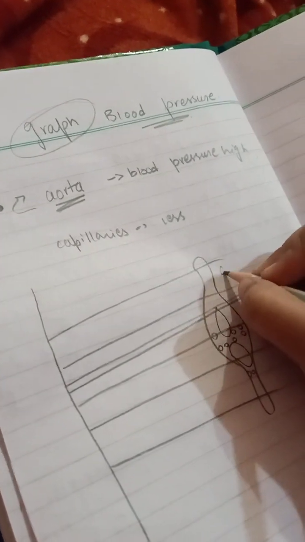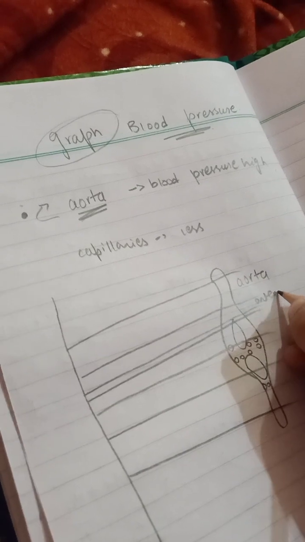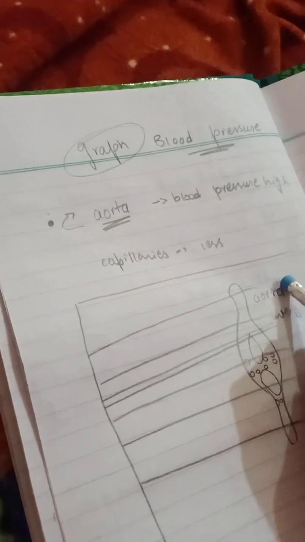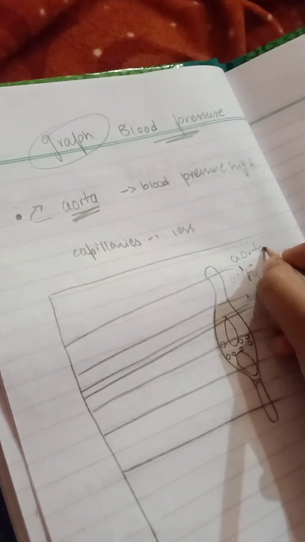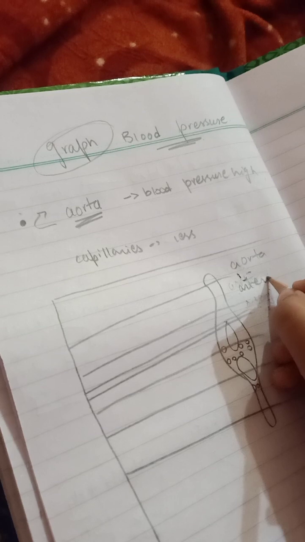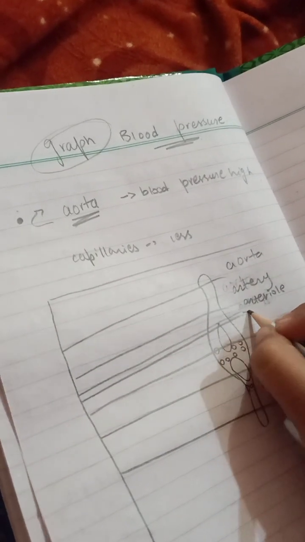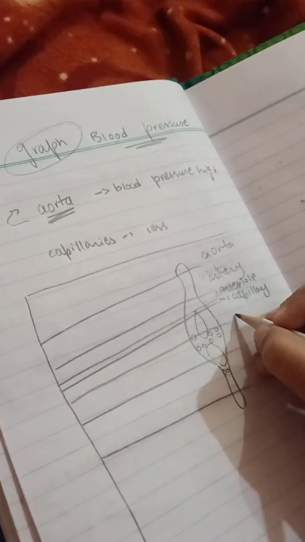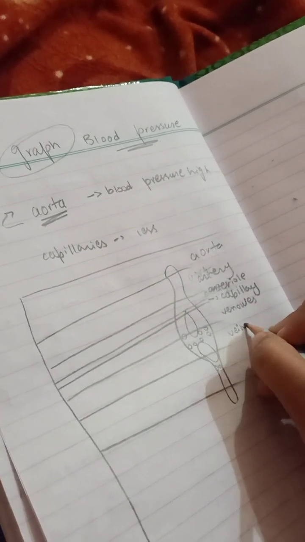So this is basically the pressure of the aorta, artery, this is the pressure of the aorta, artery, arteriole, this is of the capillary, again this is the pressure of the venule, this is veins, and this is the vena cava.